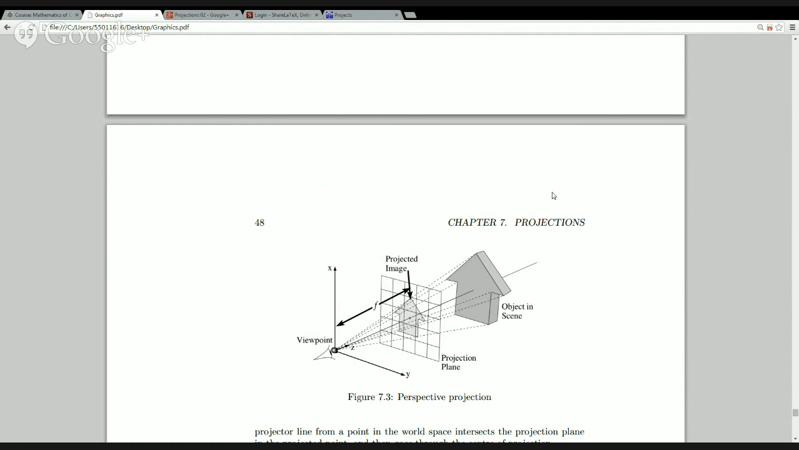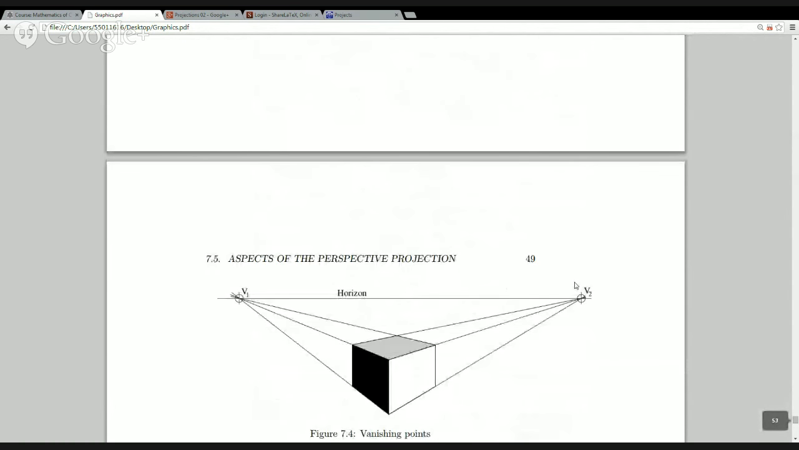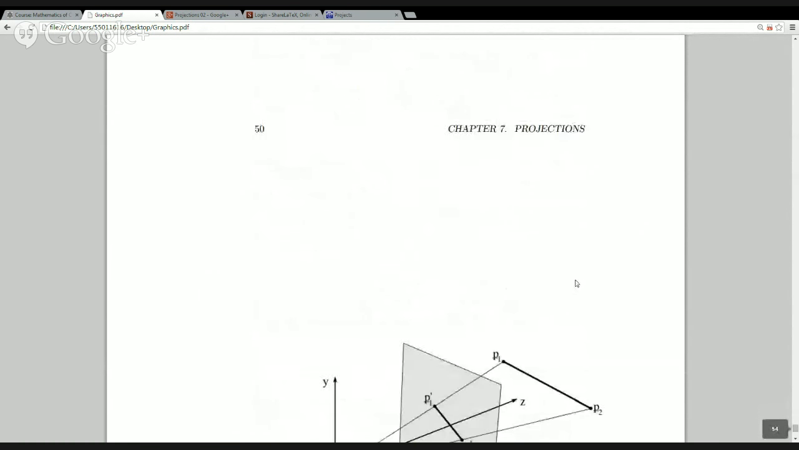There isn't a unique point in the environment which is projected to this point in the projection plane. There's a whole infinite number of them, the whole line's worth of points that are projected down onto that single point.